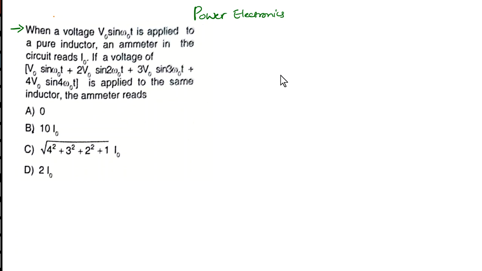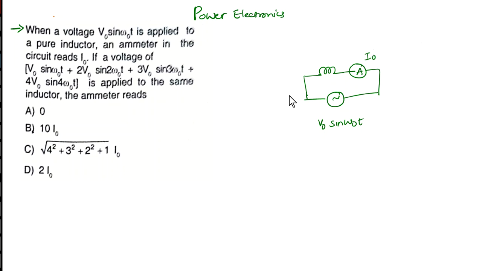So in the given question, there is a voltage source V naught sin omega naught t, which is applied to a circuit having a pure inductor, that means no resistor, and there is an ammeter like this. Now this ammeter reads the current I naught, which is the RMS value here.